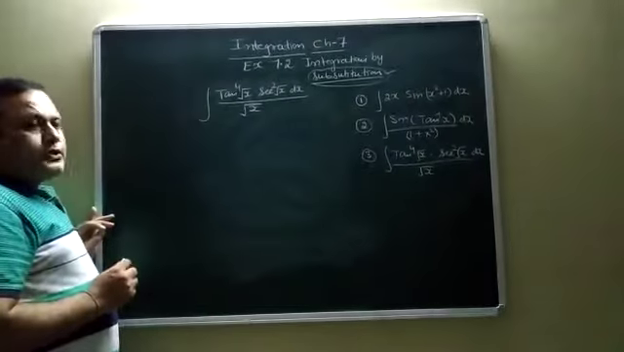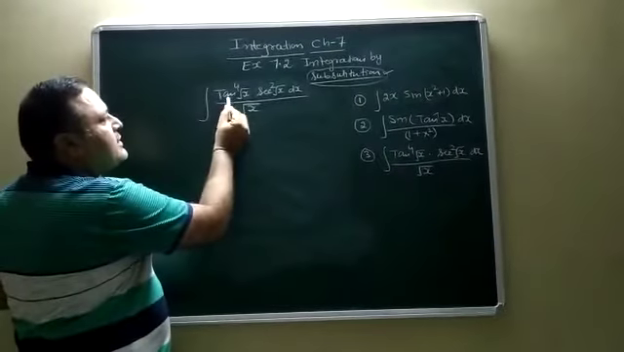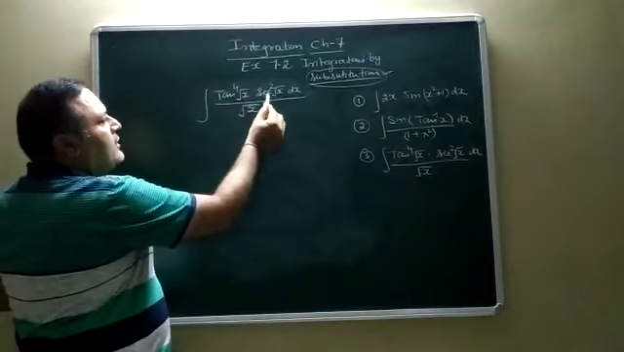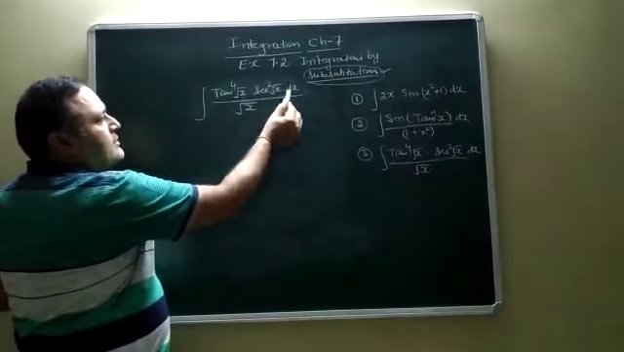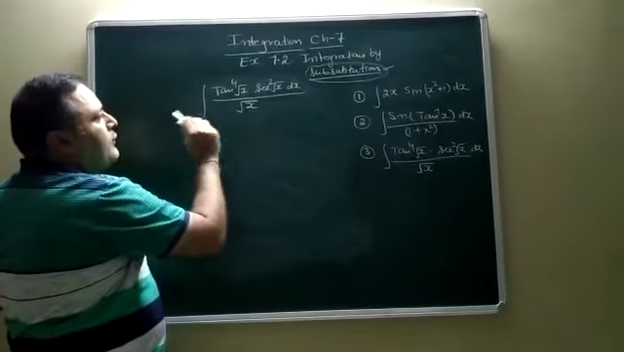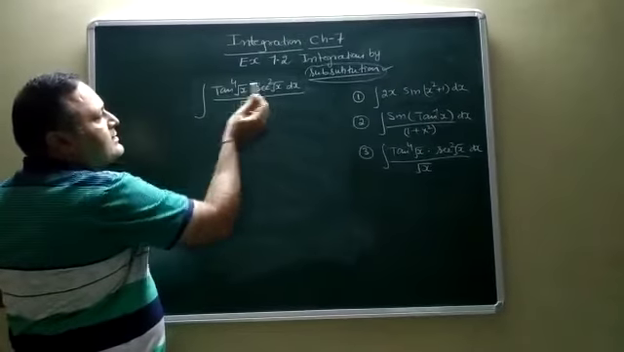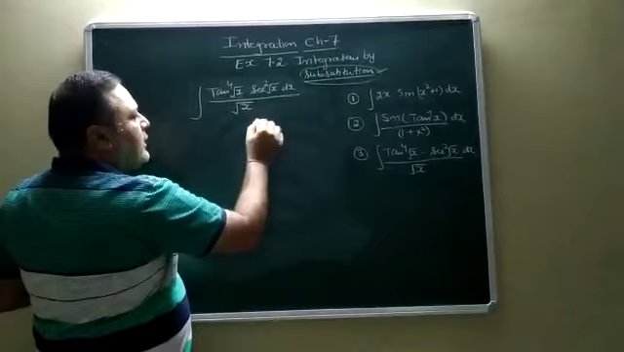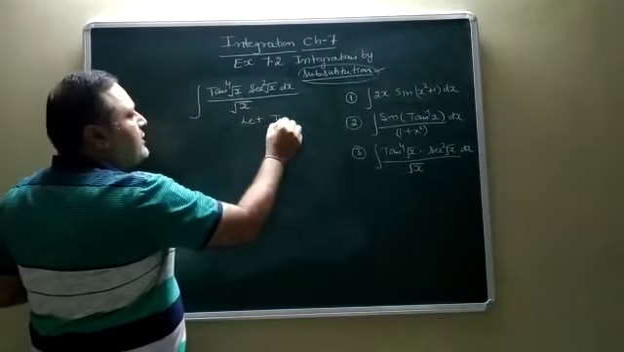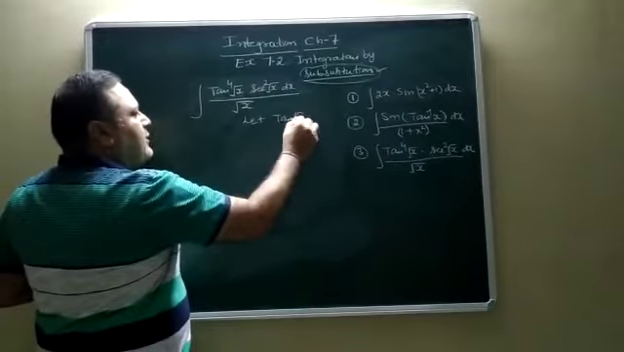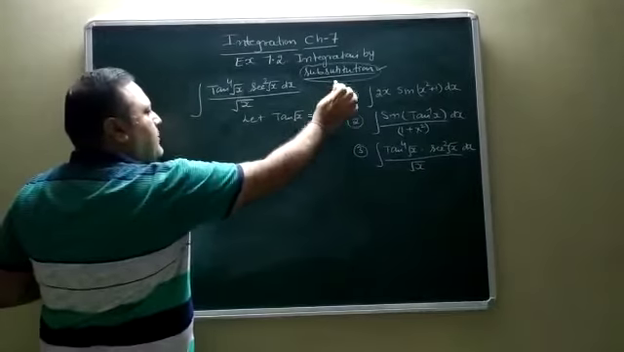Now let us discuss one more question. See here, it is tangent of root x with power 4. It is secant square of root x dx. It is root x. If you observe tangent root x, the derivative of tangent is secant square. It is available, so we can go for the substitution with tangent. Let tangent root x be equal to y.